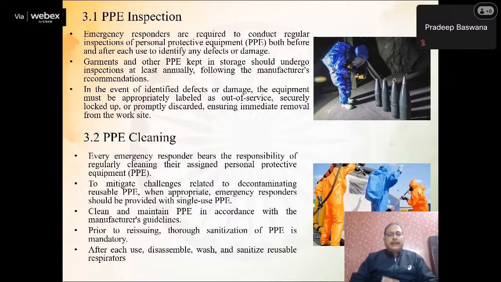And after each use, disassemble, wash, and sanitize reusable respirators. So it is not that okay, we have used it, nothing happened. It is very clearly stated that whenever you are using, even in a mock drill, you have to focus on that part, and guide your responders to go wash and sanitize reusable respirators so that the contaminant cannot be passed on to other people.